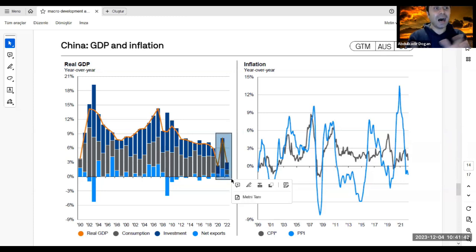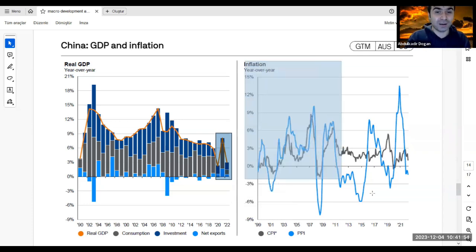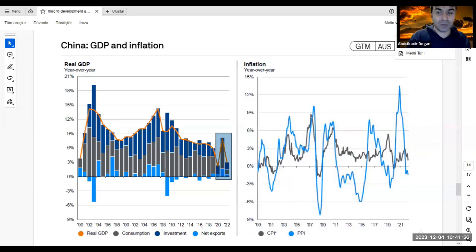It is out of the world. China is something different in economic indicators when we are comparing them with the rest of the world. And the inflation for China on the right-hand side, please look at this one as well.